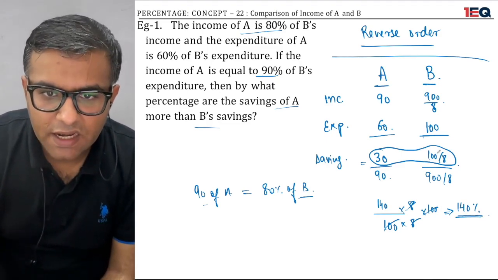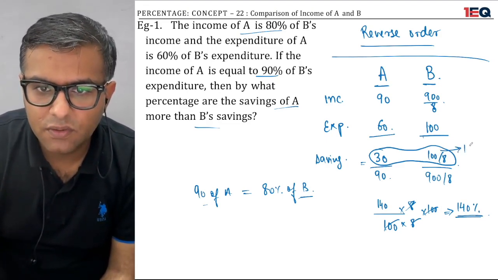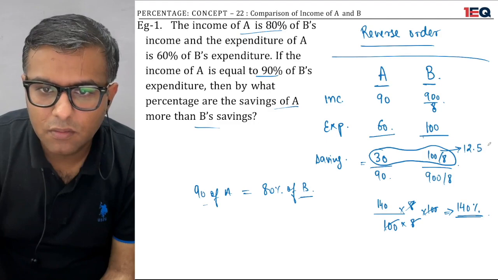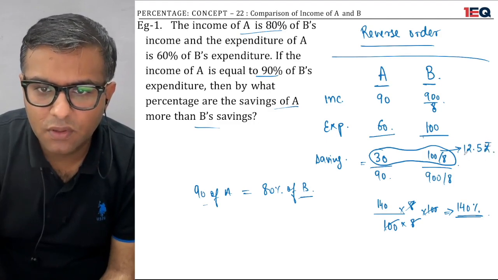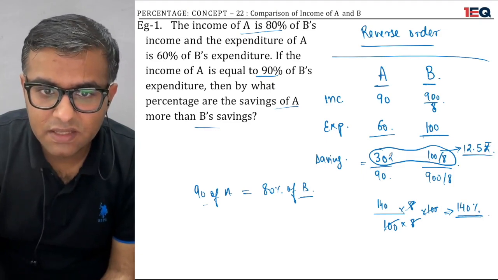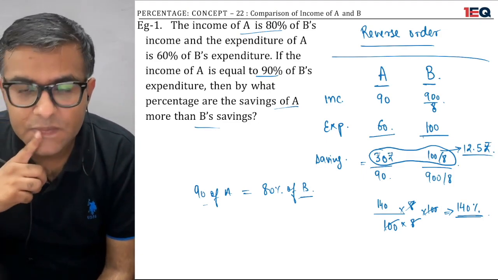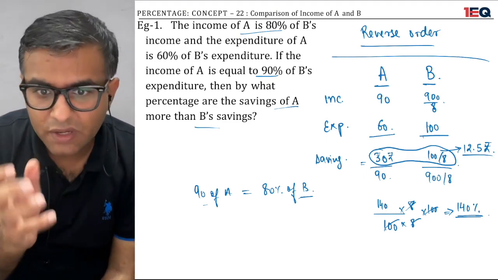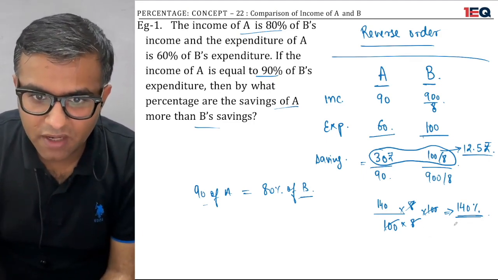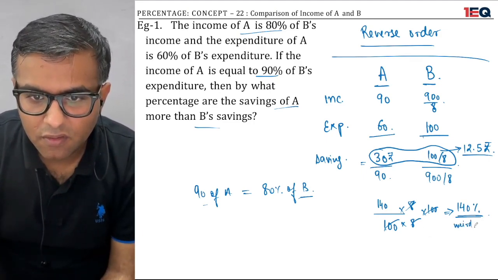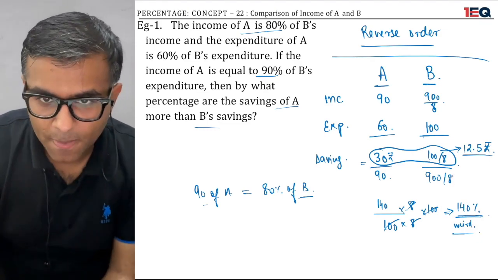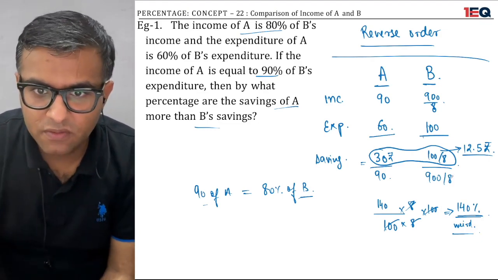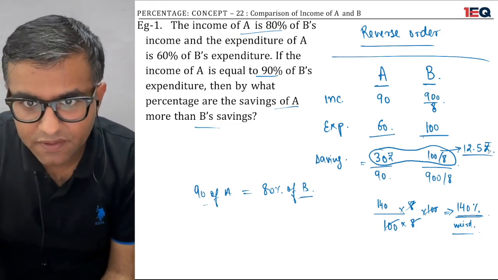Okay. If I calculate 100 upon 8, the answer comes out to be 12.5 rupees, or whatever unit we are talking about. And the savings of A are 30 rupees straight away. So if you see that this 140% might be a little weird for an answer, then you can calculate it with absolute values. 100 upon 8 is 12.5 rupees.